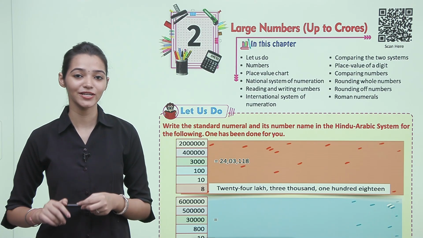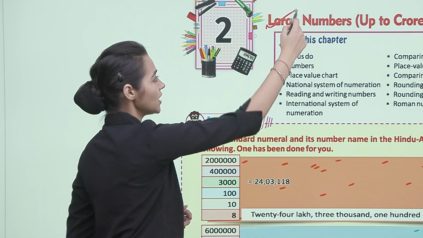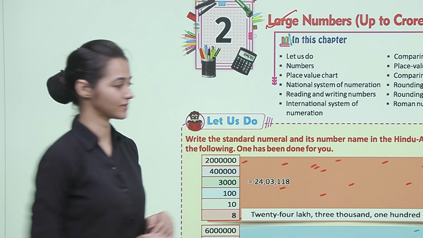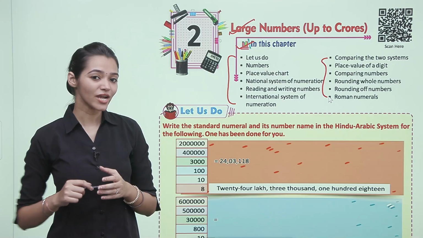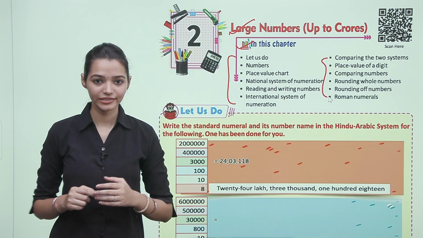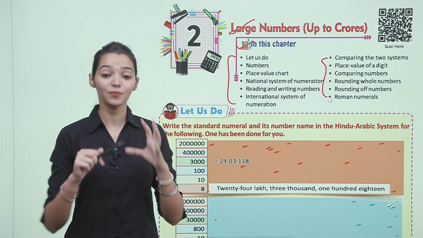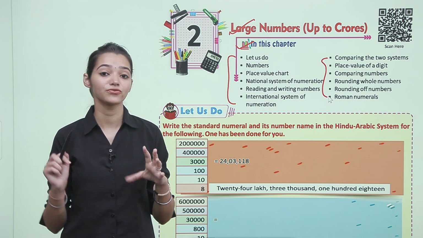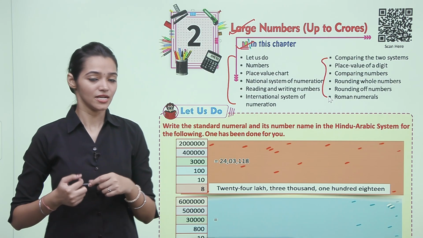My name is Renu Rathi and today we will be learning a very interesting topic, that is large numbers up to crores. Now in this chapter we will revise what we have learnt earlier: numbers, the place value chart, the national and international systems, comparing numbers, place value and face value. Then we will round off whole numbers and learn Roman numerals.